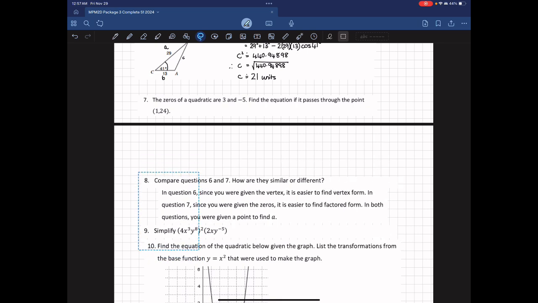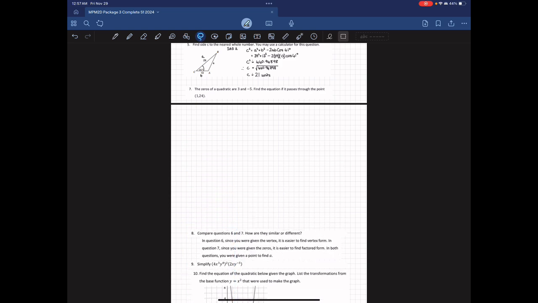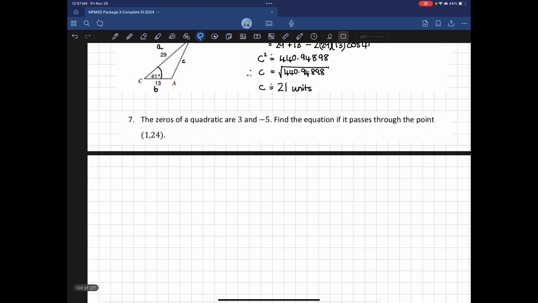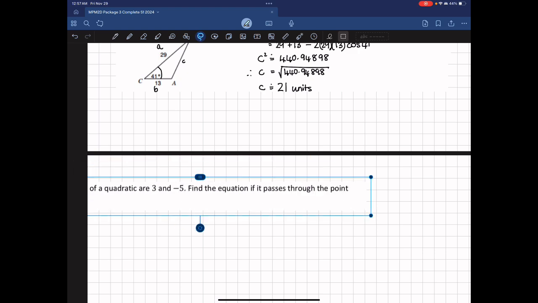All right, number 7, and I think maybe we'll move that onto the next page because I'm kind of running out of room a little bit. Yeah, I'll move all these down a little bit. Okay, here we go. Let me just cut that and paste it on the next page.